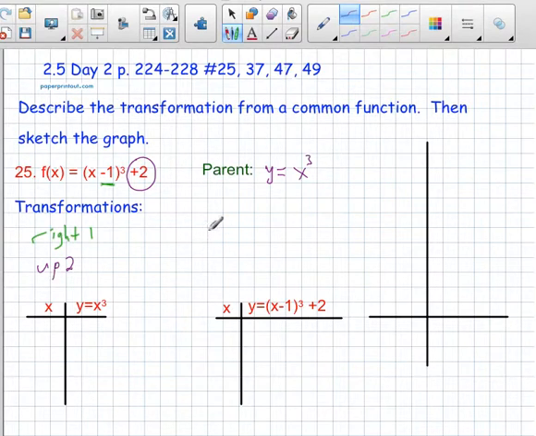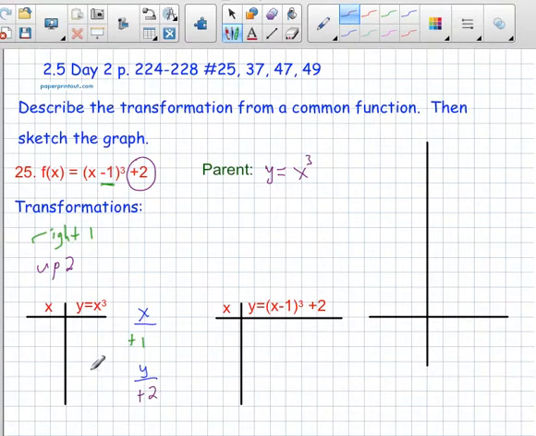So then the next thing that we want to do is figure out how we will transform points from the parent function to the new function, the transformed function. I'm going to think about what I need to do to x values and what I need to do to y values. A shift of the graph right 1 means I'm going to add 1 to all the x values on the parent function, and a shift up 2 means I'm going to add 2 to all the y values.